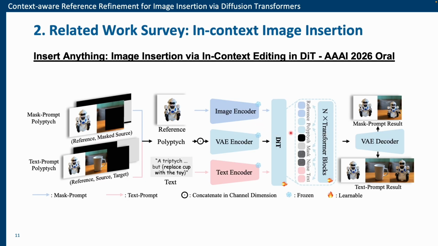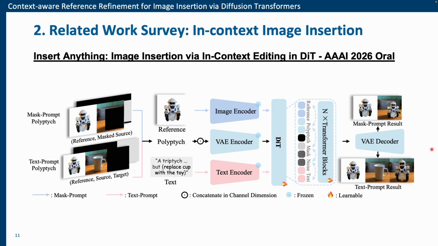Finally, we move to methods related to in-context image insertion. For this category, we choose Insert Anything as the representative work, and this is also our chosen baseline. The main contribution of this framework is to introduce a unified image insertion model that can insert any object into any scene using a single architecture.